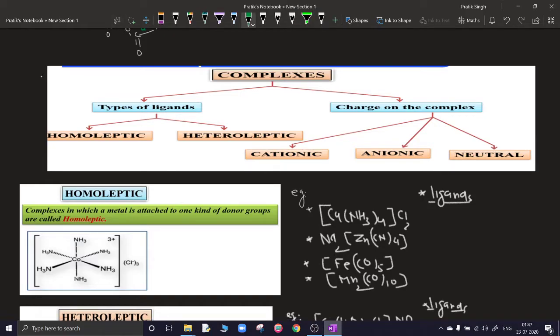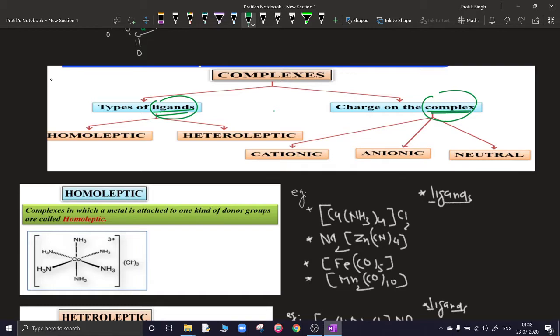Now, the non-ionizable part of the coordination compound, what do we refer to it as? Complex ions or complexes. These complexes in the coordination compounds can be classified on the basis of ligands as well as charge on the complex. These are the two bases that we take to classify the complex compounds, students: on the basis of ligands, and on the basis of what?